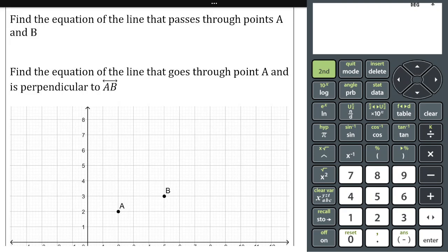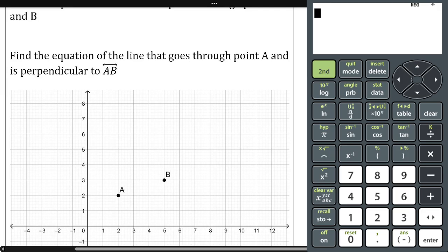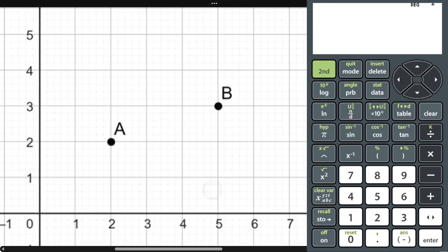Find the equation of a line that passes through points A and B. So if you look on the graph below, you can see I've got 2 points and they have coordinates that are listed. In fact, I'll write those coordinates down. Point A is located at 2, 2, x is 2, and y is 2.